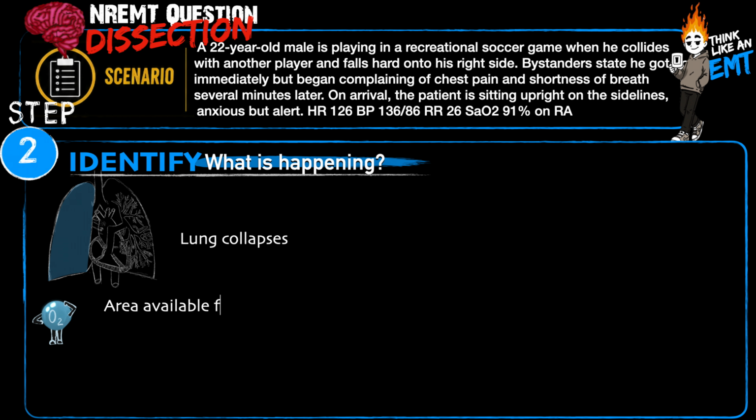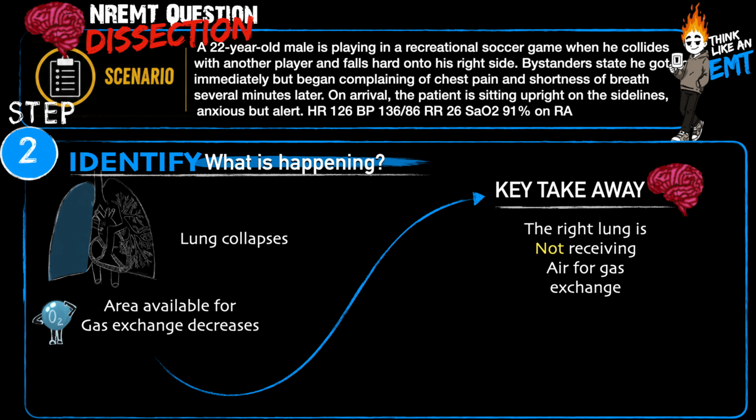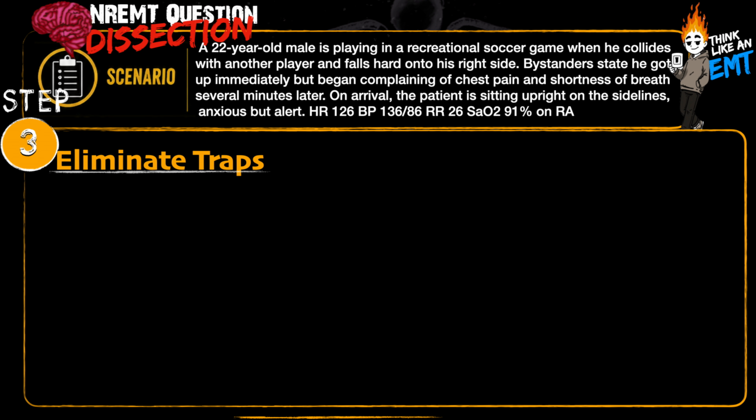And this is where registry gets a lot of people. So you see, with the simple pneumothorax, there's just less area for gas exchange, but the patient can still get enough oxygen on board, with that normal negative pressure. So why is that a problem, and how does registry trick people with this question? Well, for that, we need step number 3, which is eliminate traps.